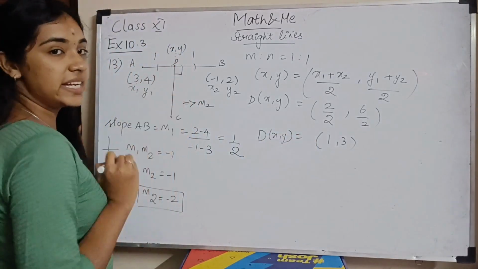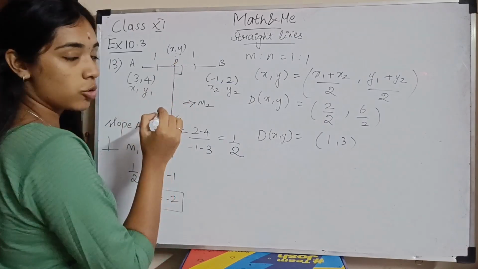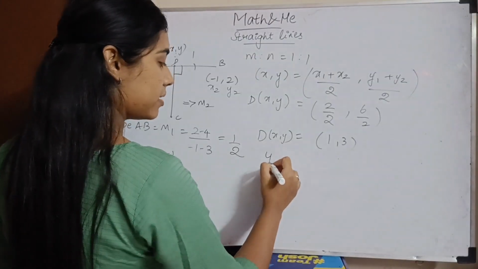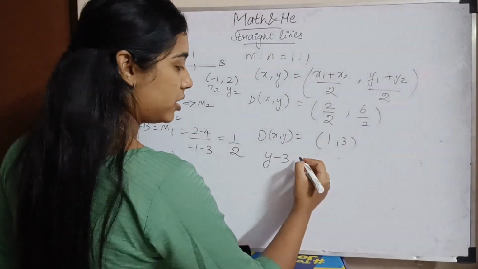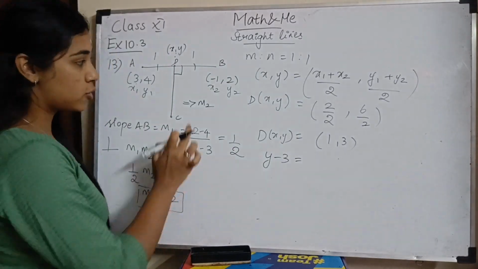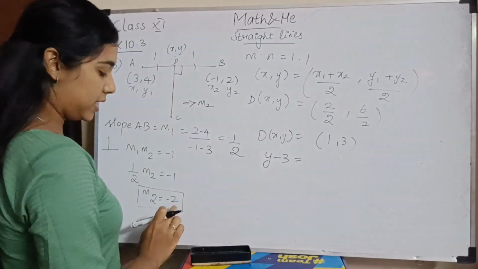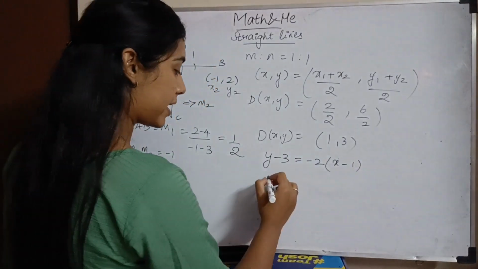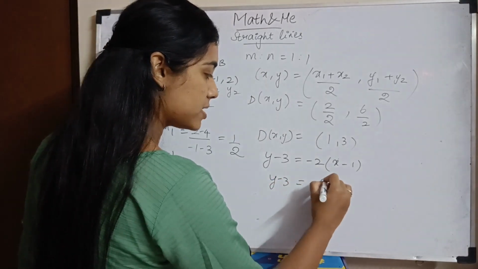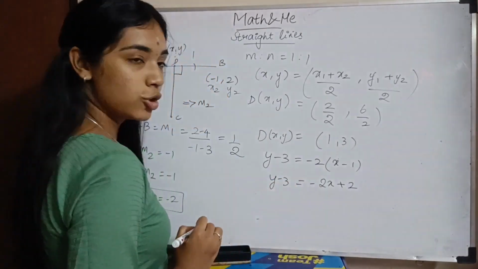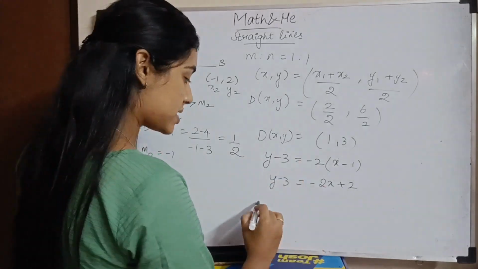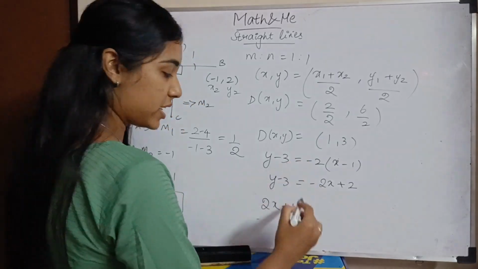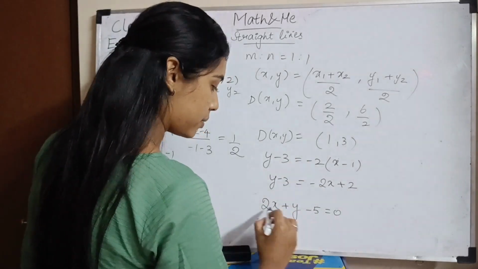So for the line CD, you have 1 point and the slope. So you can find the equation of the line using the point slope form. So now the equation becomes y minus y naught equals slope times x minus x naught. M2 is the slope of CD, M1 is the slope of AB, so take M2. So you have minus 2 times x minus 1. So when I open the brackets, I have y minus 3 equals minus 2x plus 2. So when I bring everything to one side, I have 2x plus y minus 3 minus 2, which is minus 5, equals 0. So this is the equation that you want.